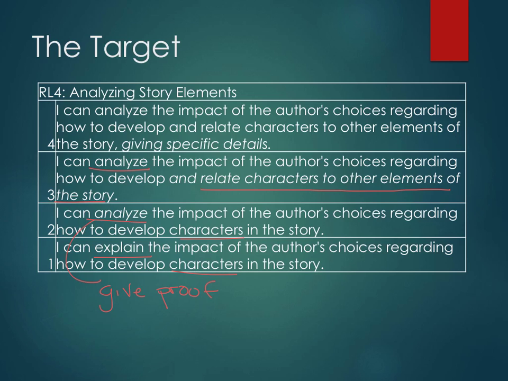At the 4 level, we're analyzing the impact of both the character and the other elements, but we're giving very specific details. In other words, we're doing a close reading. You're going to give me quote proof. Okay. I must have quotes for a 4.